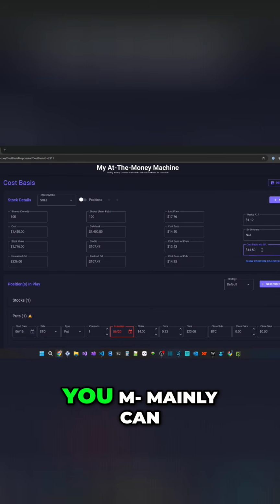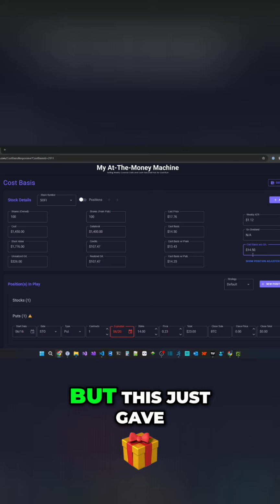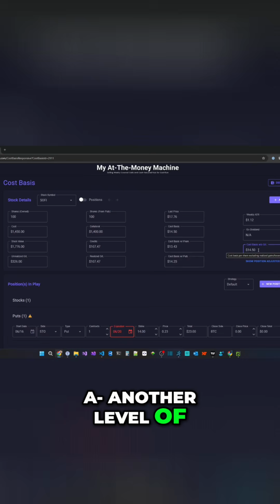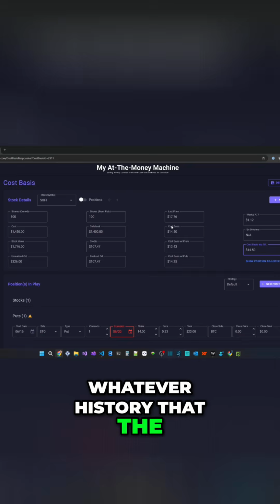For all intents and purposes, you mainly can just ignore this one. These three are the primary bread and butter, but this just gave another level of accuracy based off of whatever history that this stock ticker had gone.